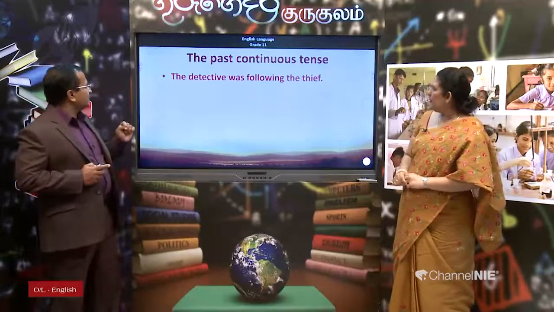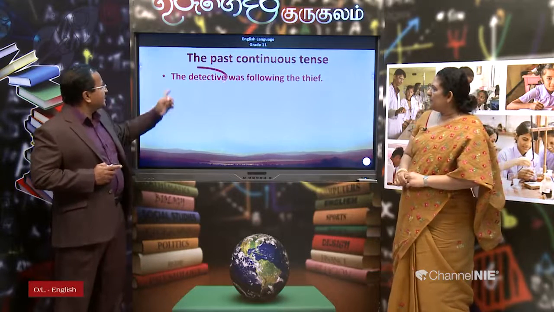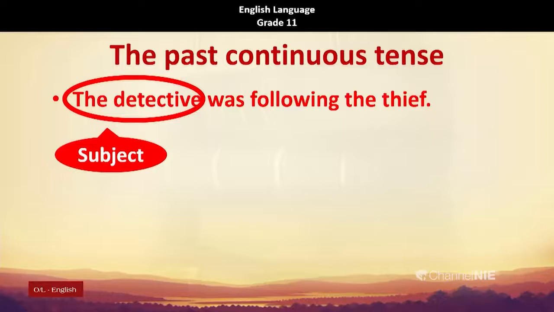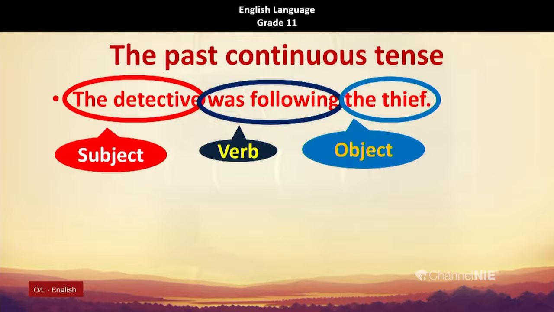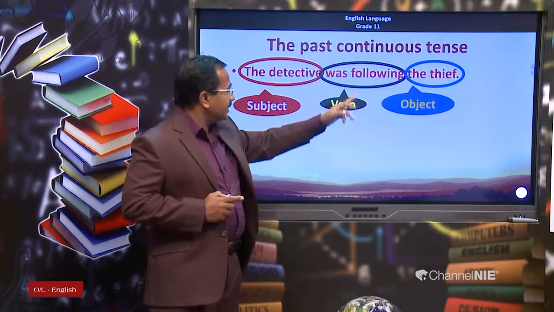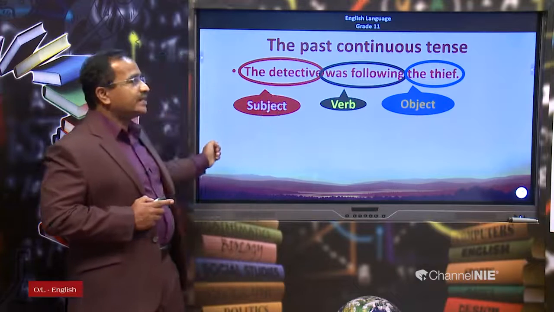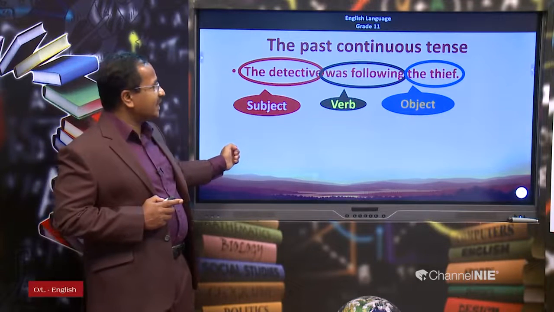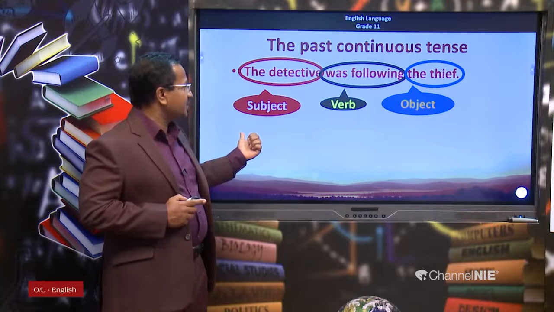The past continuous tense. The detective was following the thief. The detective is the subject. Was following is the verb. The thief is the object. Subject, verb, object. When you convert this sentence into the passive voice, the thief, the object of the active voice sentence, should be taken at the beginning of the passive voice sentence. So, the thief should be the subject of the passive voice sentence.